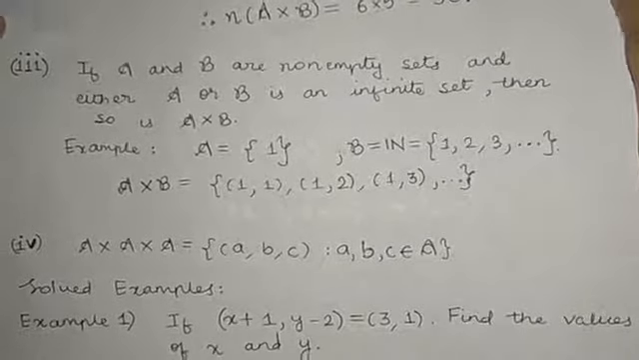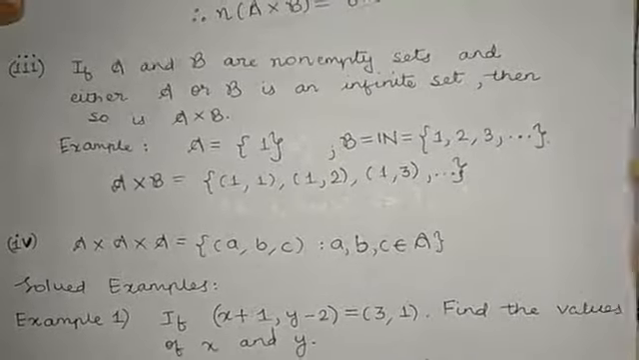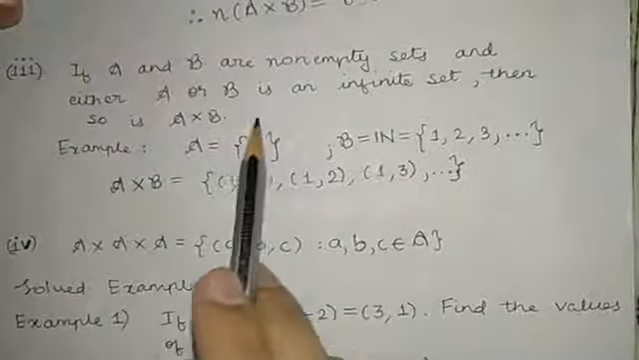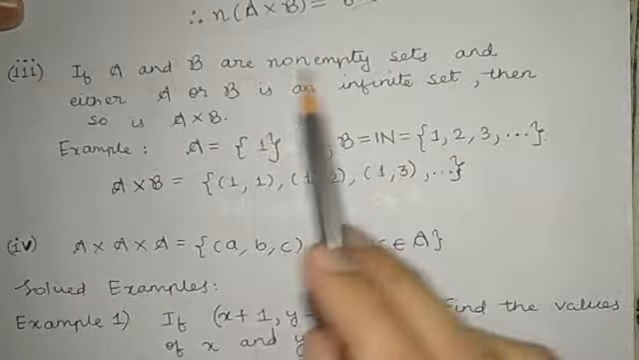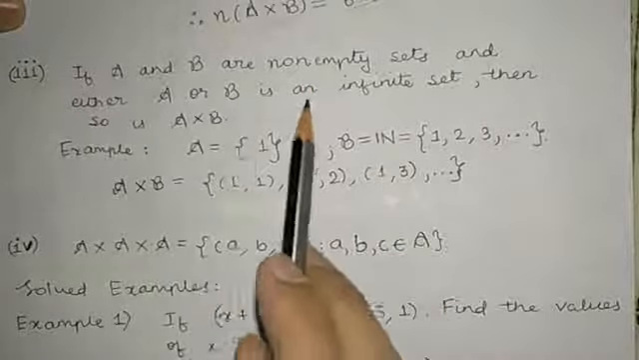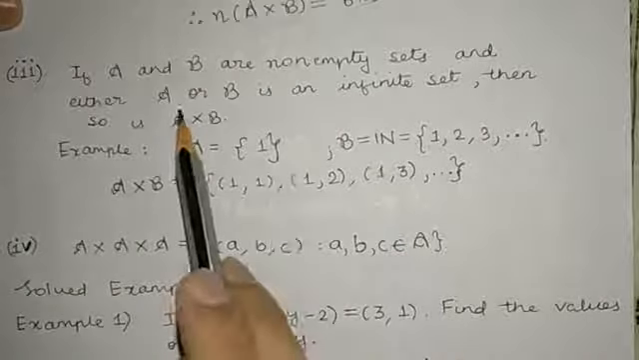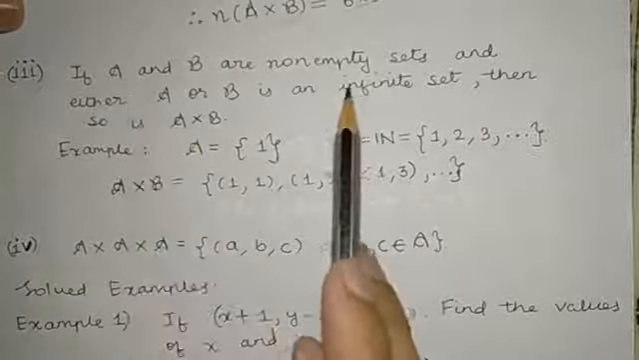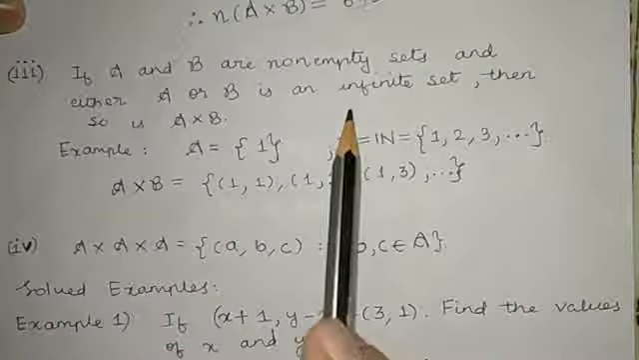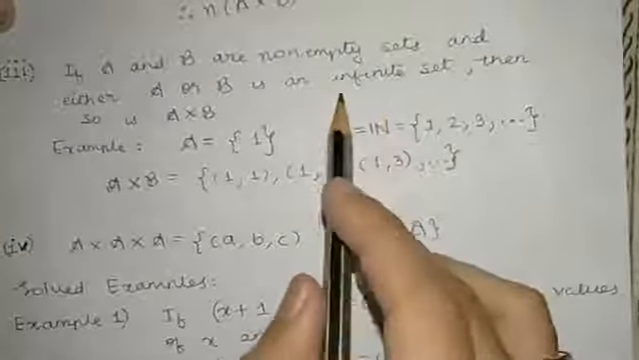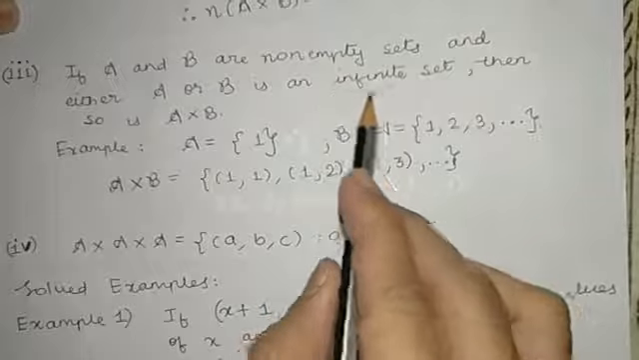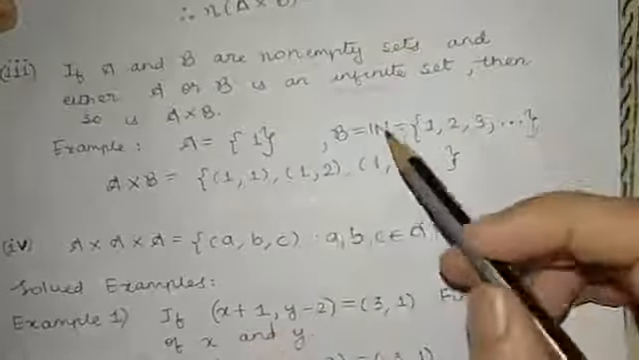Now let us go to the third remark. The third remark is: if A and B are non-empty sets and either A or B is an infinite set, so A or B is an infinite set. Infinite set means the set will have an indefinite number of elements.